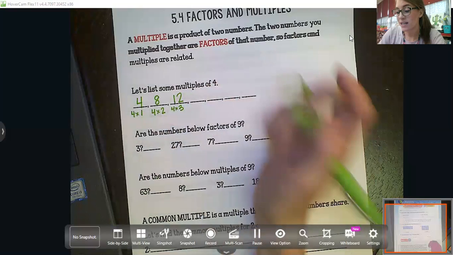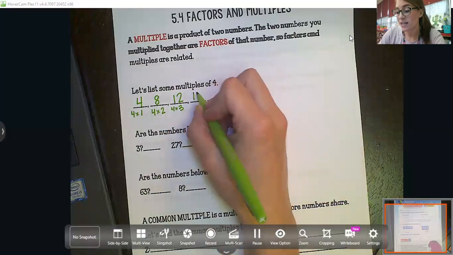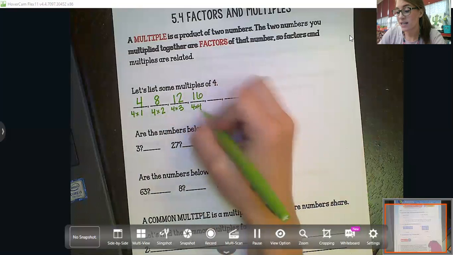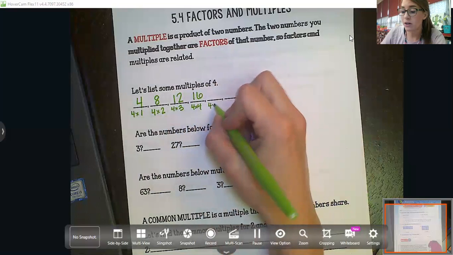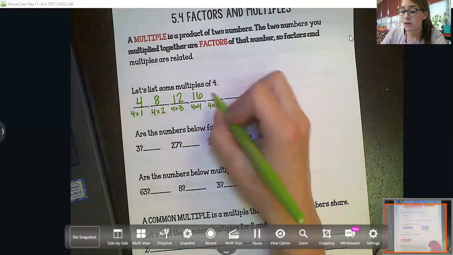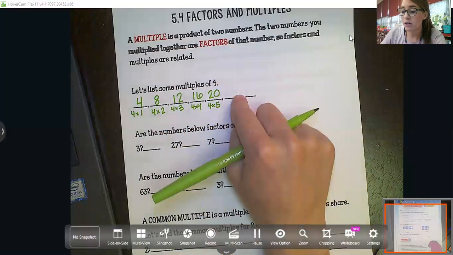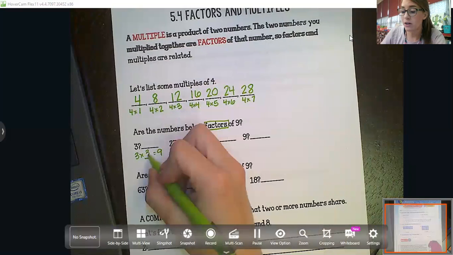If we add 4 more to 12, that will give us 16. 4 times 4 is 16. If we add 4 more to that, or multiply 4 times 5, it's going to give us what? Very good. It's going to give us 20. Add 4 more to this, gives us 24, which would be 4 times 6. And then 4 more would be 28, which is 4 times 7. And that's all multiples really are, is when we're listing out basic facts. So for example, 2, 4, 6, 8, 10 are multiples.